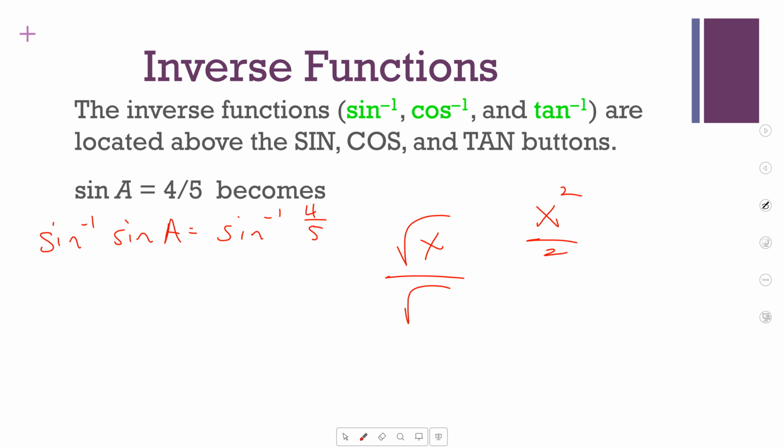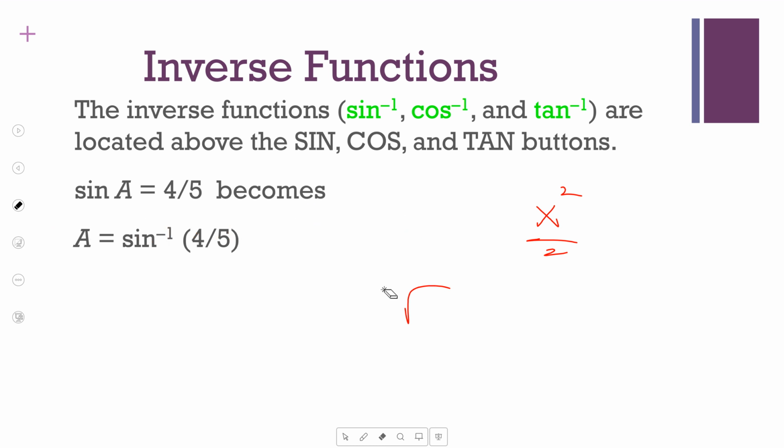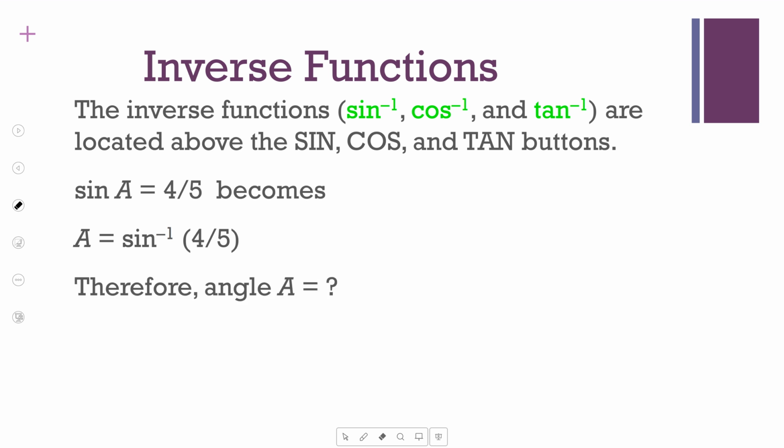Now, how do you find the inverse sine of 4/5? Just plug it into your calculator. The inverse sine is above the sine button, so you do second sine, which will give you the inverse. Put in 4/5, close parentheses correctly. You should get 53.1 degrees. Yeah, that makes sense. Okay.